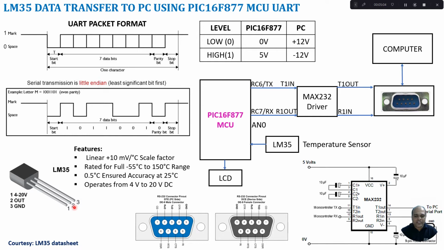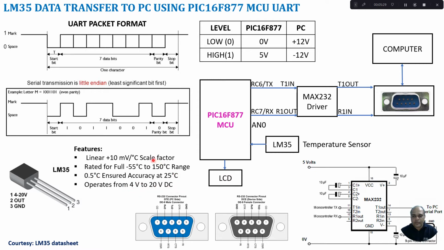So for each degree centigrade, a 10 millivolt variation can be visualized on this pin number 2. This LM35 can measure temperature from minus 55 degree centigrade to 150 degree centigrade range, and an accuracy of about 0.5 degrees is possible. It operates at 4 volt to 20 volt.